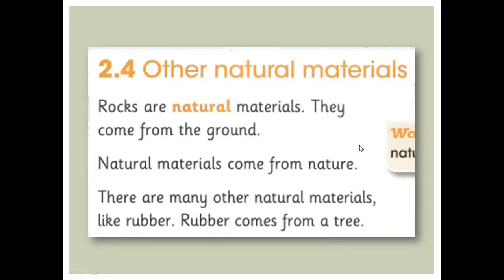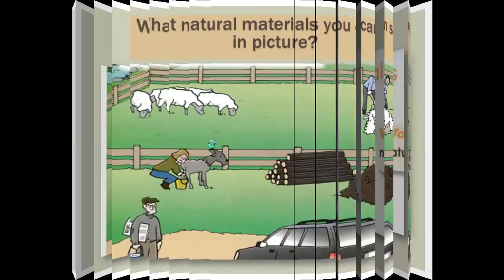And man uses these materials and tries to make different useful materials that can help him. So the things that man made are called man-made materials. And the things that are made by nature, nature's gift, are called natural.